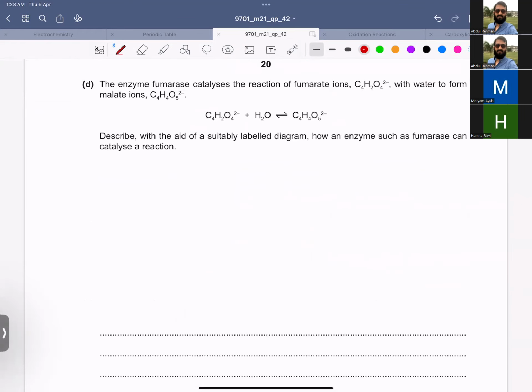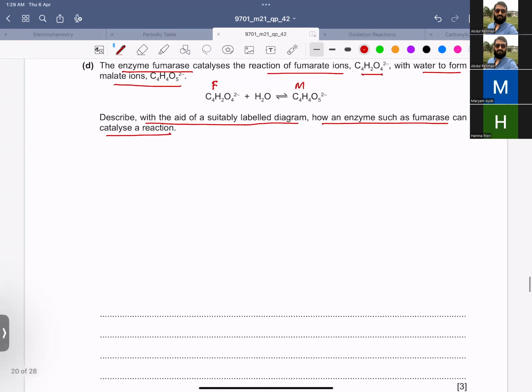D part. The enzyme fumarase catalyzes the reaction of fumarate ions with water to form malate ions. Fumarate ions converting into malate ions, described with the aid of a suitable labelled diagram, how an enzyme such as fumarase can catalyze the reaction. Okay, so this part is not in the syllabus anymore.